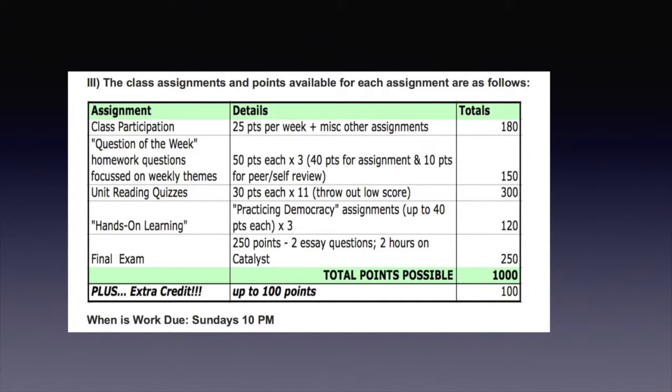There's a straightforward grading scale in the class of 1,000 points, which you can see on this chart. To demonstrate your learning in the class and to earn points towards your grade, there are 5 basic types of assignments. There's classroom participation, there's homework questions for each unit of reading, there are reading quizzes for each unit, there's hands-on practicing democracy assignments, and a final exam.